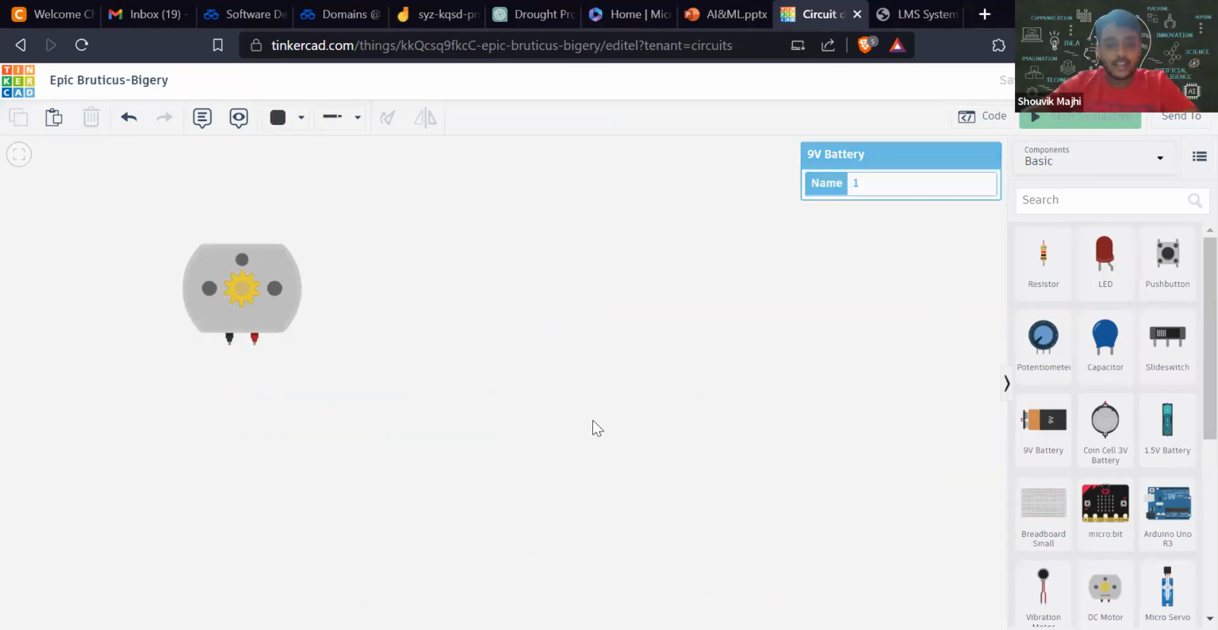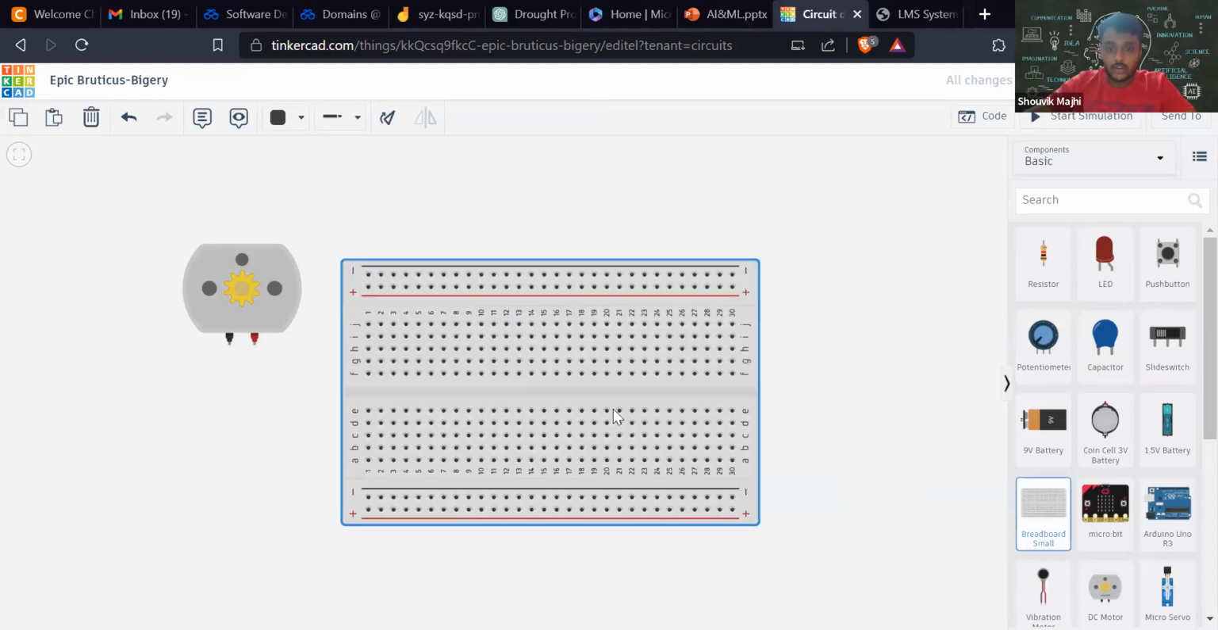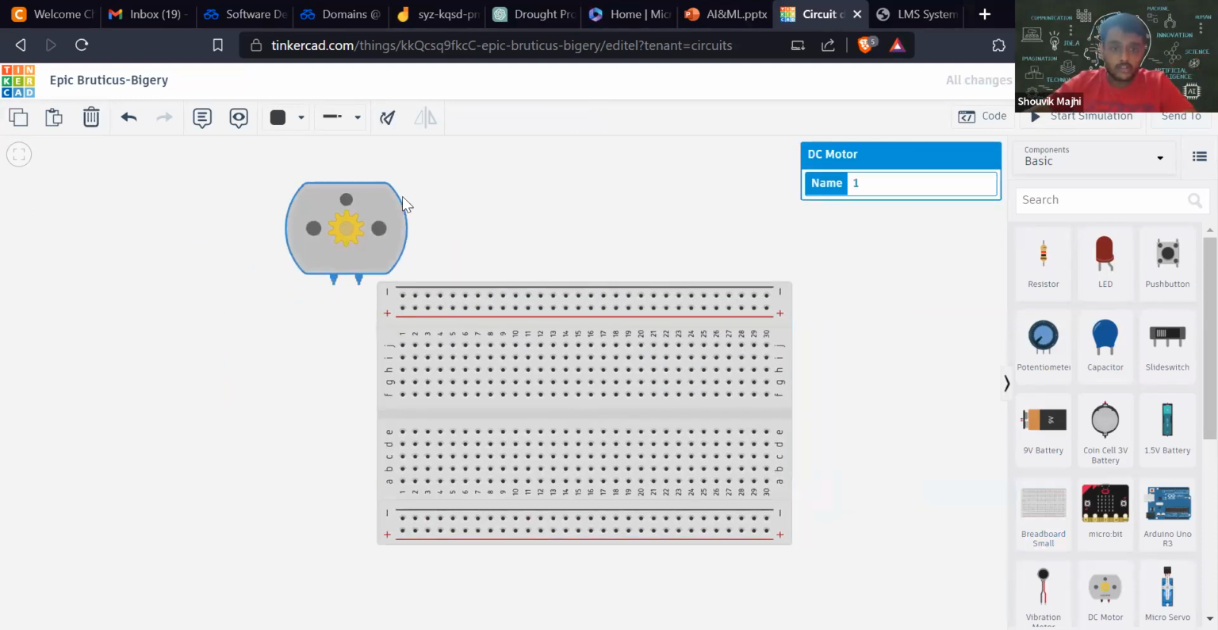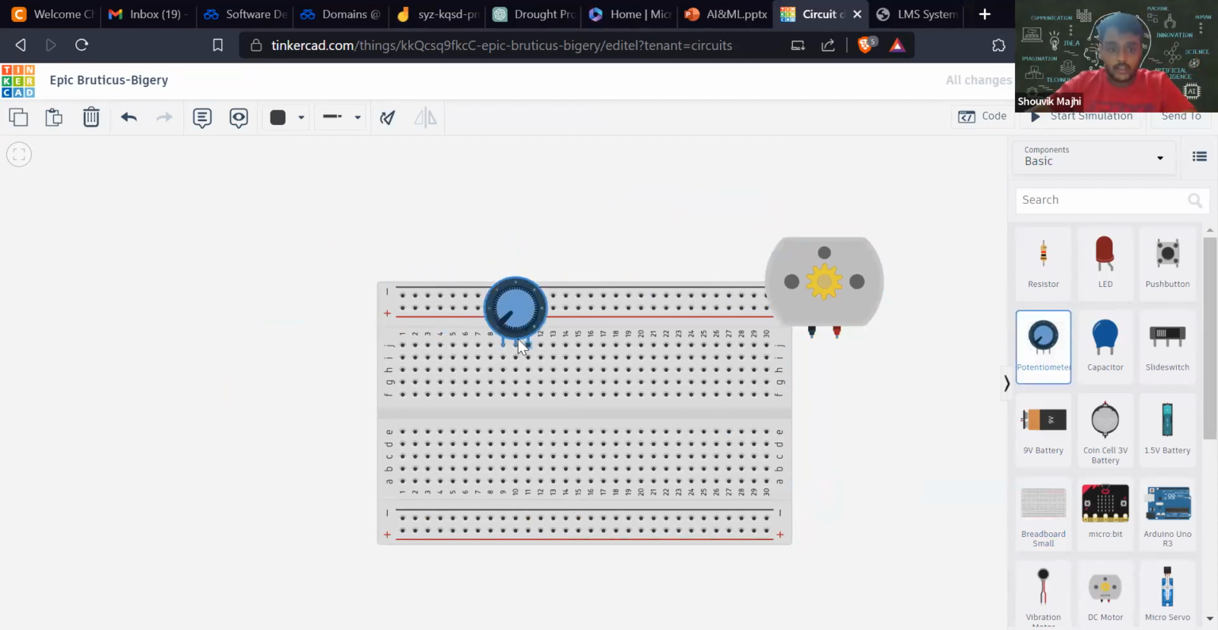One more thing I would like to emphasize is the potentiometer. So this is a potentiometer. A potentiometer is nothing but a variable resistance. For example, a common example is your fan regulators.